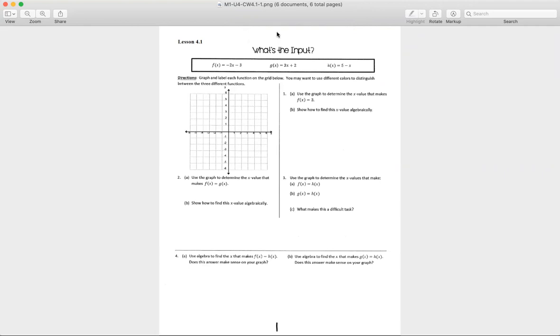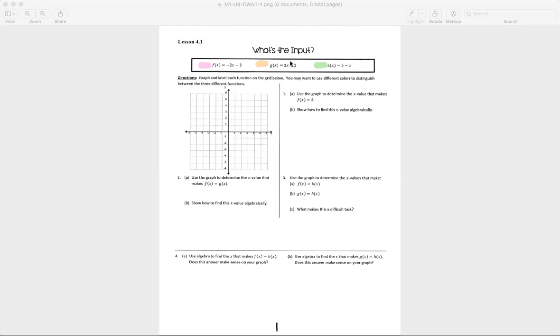You may want to use different colors to distinguish between the three different functions. So graph and label, two things. So let's start by, maybe if we color code these functions, let's go with pink for f of x, orange for g of x, and maybe green for h of x. So let's start with f of x. We have f of x equals negative 2x minus 3.